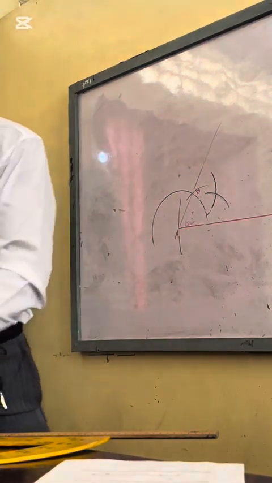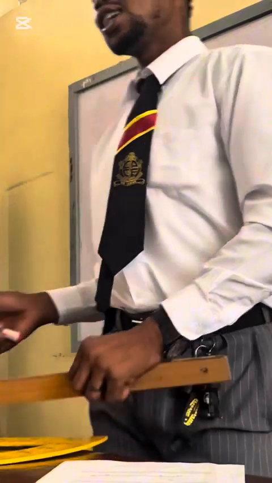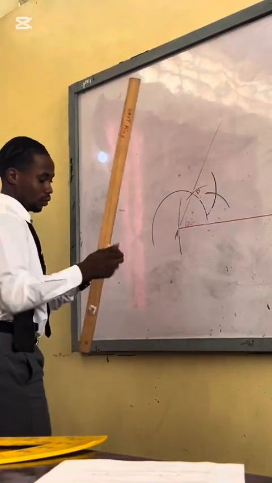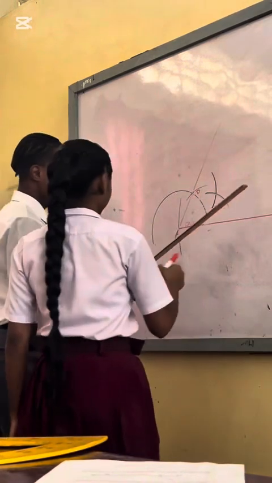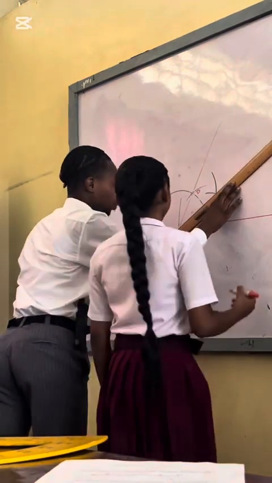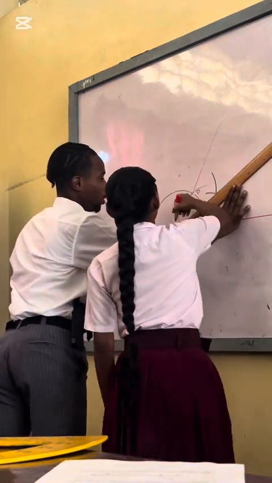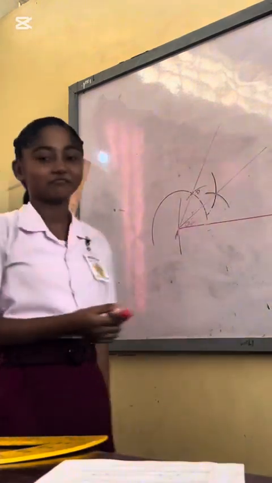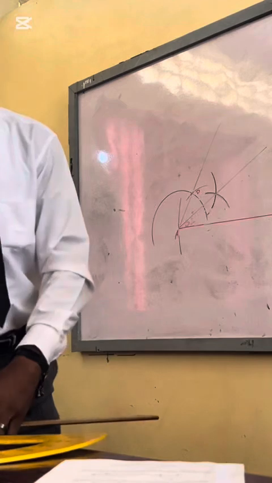Good. Come on, miss. You're going to draw the straight line from point A passing through the intersection. Hold it. Okay. Draw the straight line. Yay! Lovely. Thank you guys so much.